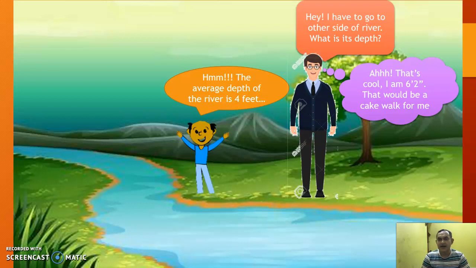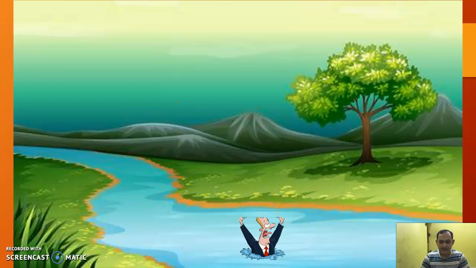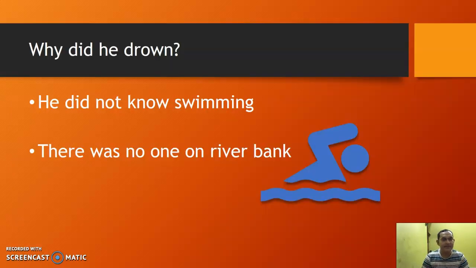The person replied, the average depth of the river is 4 feet. The tall man thought, that's cool. I'm 6'2", that would be a cakewalk for me. So he started crossing the river, but when he reached the middle of the river, he got drowned. What may be the reason for his drowning?